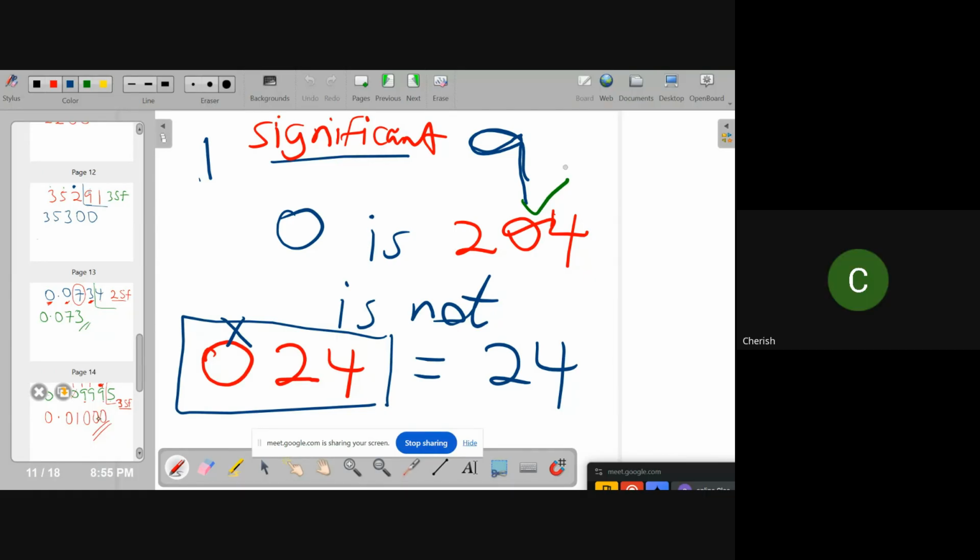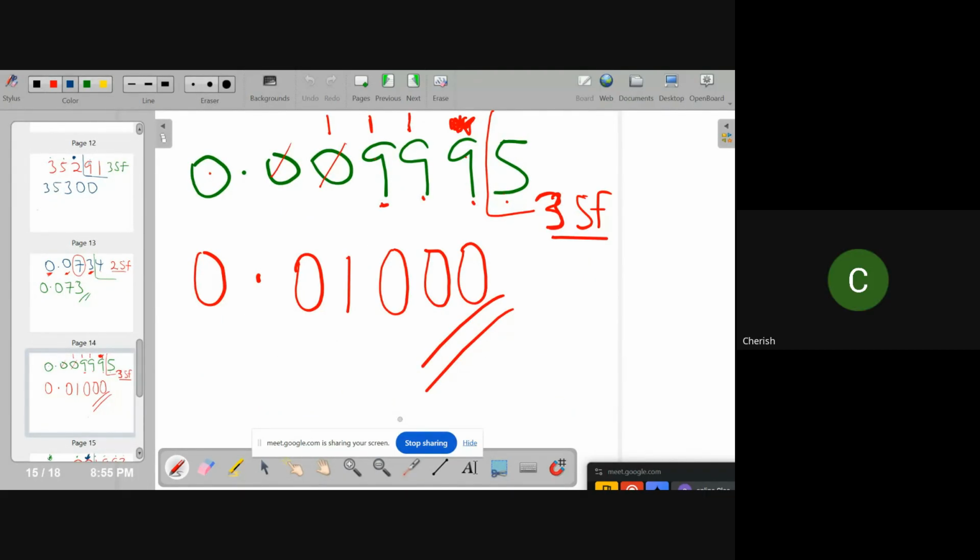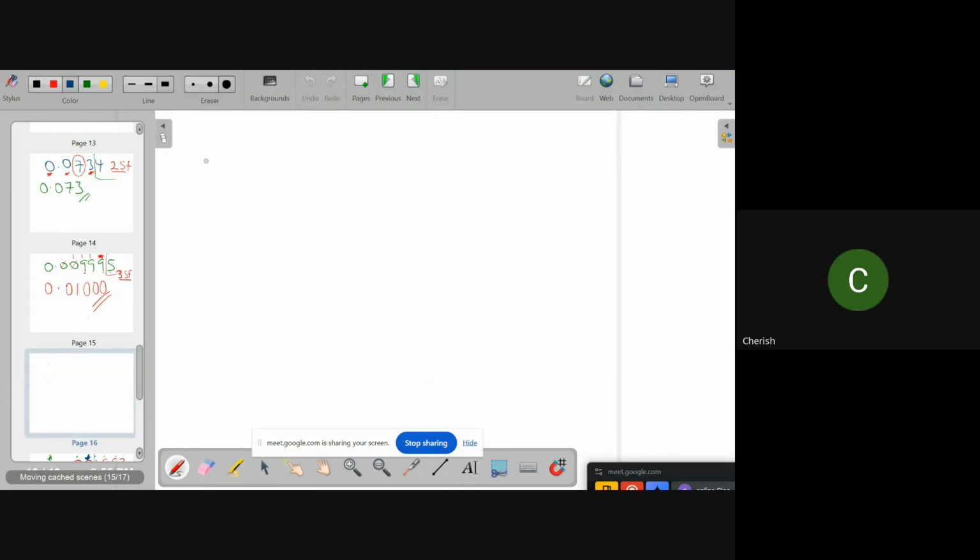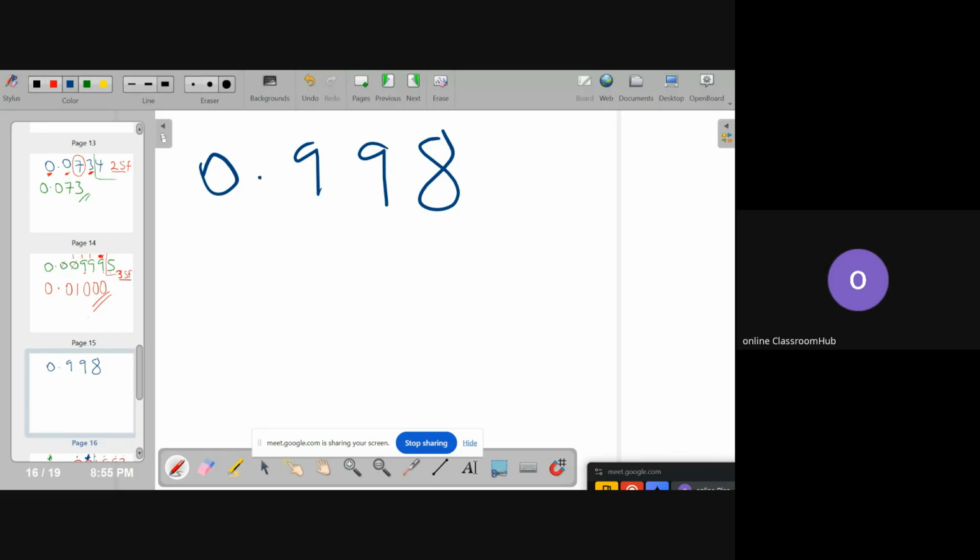I will ask you to change it to significant figures. How are you going to solve it? 0.998, and you have to change it to two significant figures. How are you going to do it? Okay, so 0.998, and we are changing to 2 SF. Ask yourself, what is your first SF? The 9. Thank you. The 0, depending on where it is, may not count.